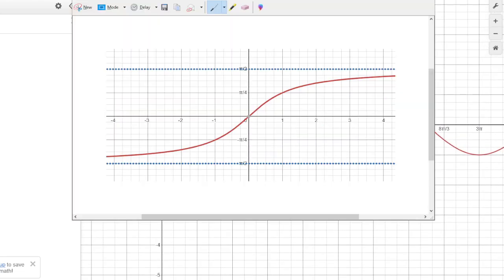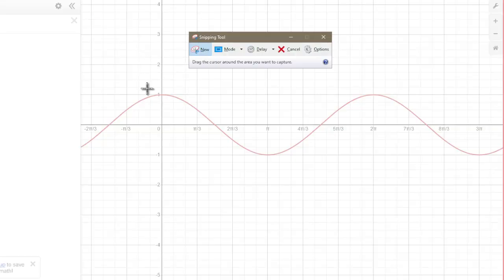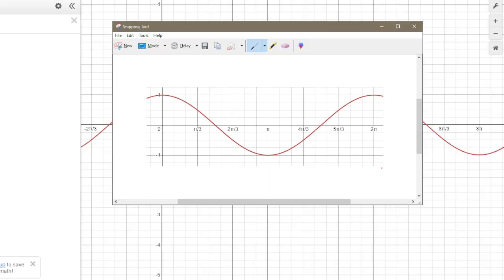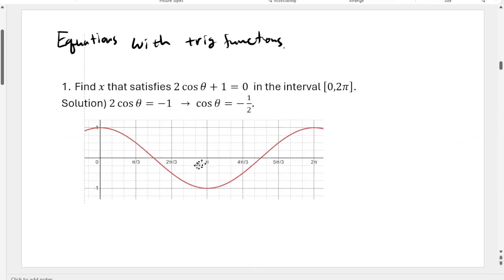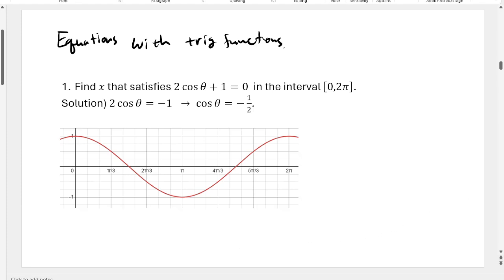Okay, so this is the graph of the cosine from 0 to 2 pi. And by the way, if this was in classroom, I would actually draw it. 2 pi, pi. I try to drill this into your head. You always have to have these 4 points, and then cosine goes like this, right? And you're looking at the point where it gives you -1/2.